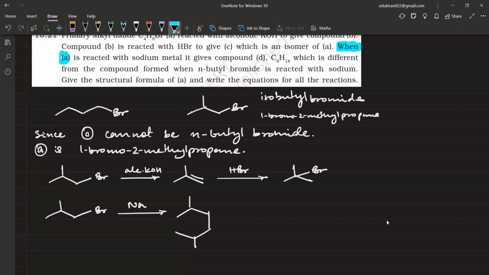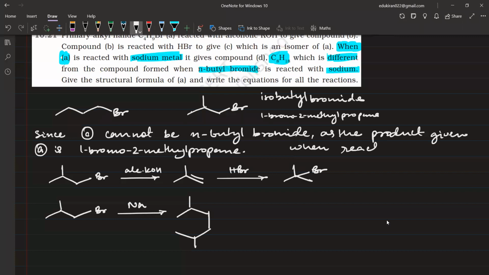So when A is reacted with sodium metal, it gives C8H18, which is different from the compound when N-butyl bromide is reacted with sodium. So what do we learn from this? That A cannot be N-butyl bromide, as the product given when reacted with sodium is different.